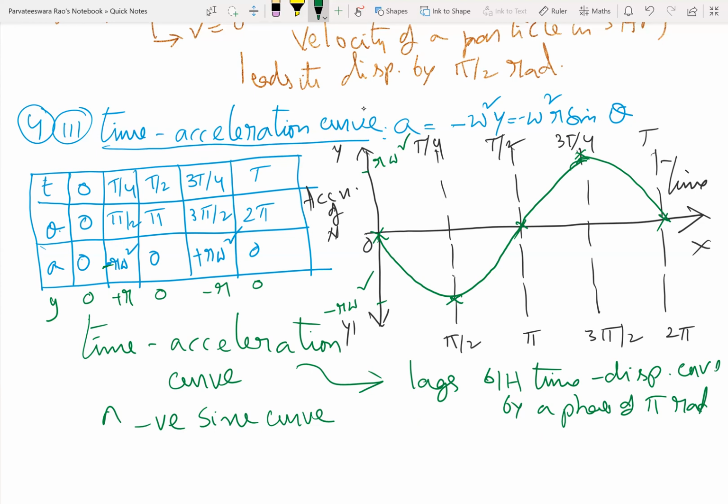This is about the graphical representation of simple harmonic motion. Please note down: time acceleration curve lags behind time displacement curve by a phase of pi radians.